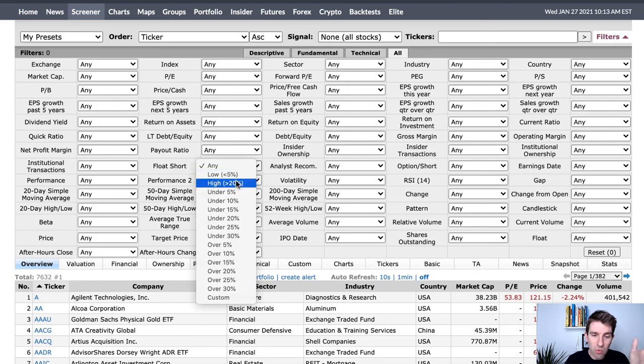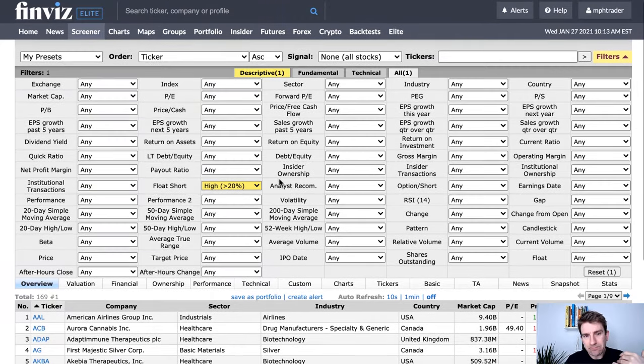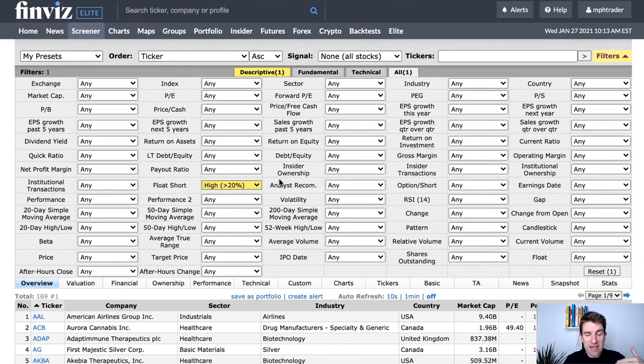So for float short, I want high, above 20%. In other words, 20% of the float is short. So it's basically saying there's a high number of people who are short this. They're going to be in pain. If this thing rallies 100%, 200%, 300%, 400%, they're going to be in significant loss.